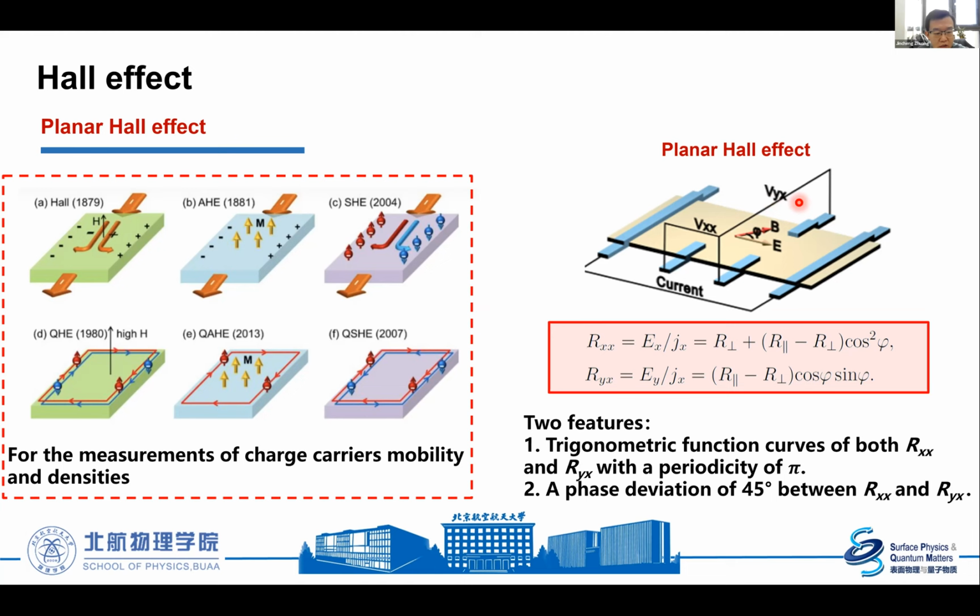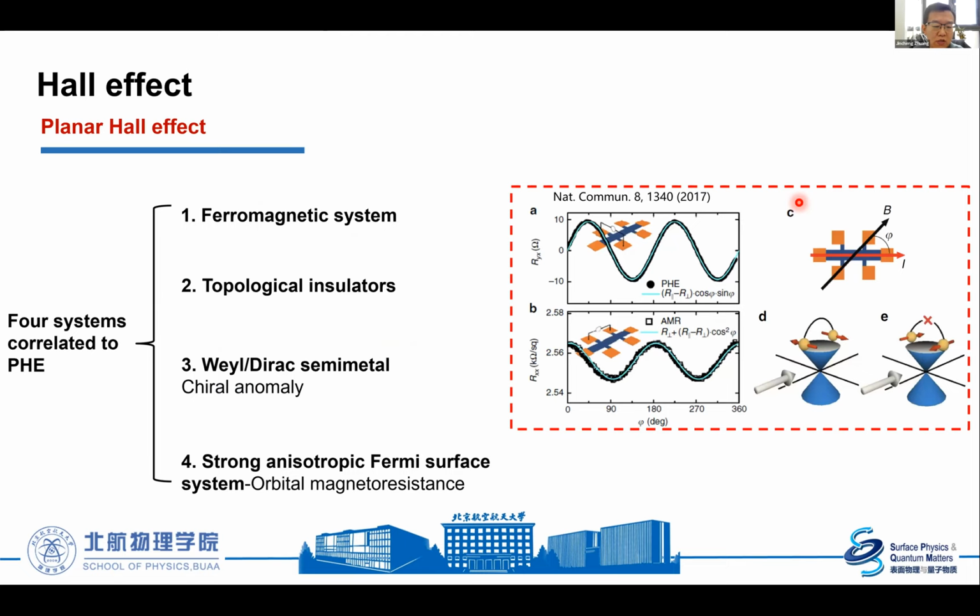And the planar Hall effect has been observed in four systems in past investigations. The first is a ferromagnetic system, which has a response to the magnetic field. And the second one is the topological insulator. It has a topologically nontrivial helical surface state. When the external magnetic field is perpendicular to the spin direction, the time reversal symmetry is broken. And if it is parallel to the spin direction, the time reversal symmetry is not broken, it is preserved. So in this case, R parallel and R perpendicular are not equal to each other.